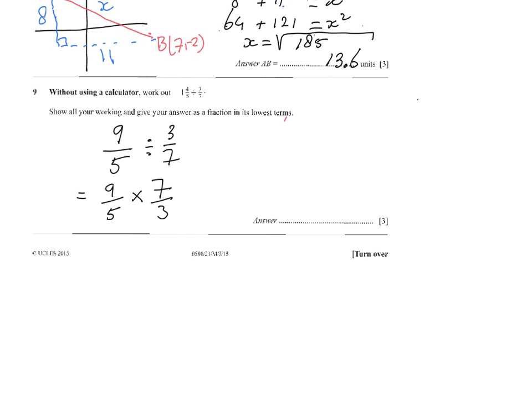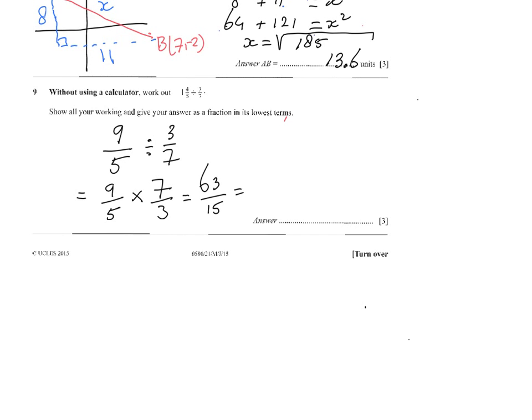You multiply numerators and you multiply the denominators. So 9 times 7, 63 over 5 times 3, which is 15. There we go. Okay, 63 over 15, and I can see a common factor of 3.